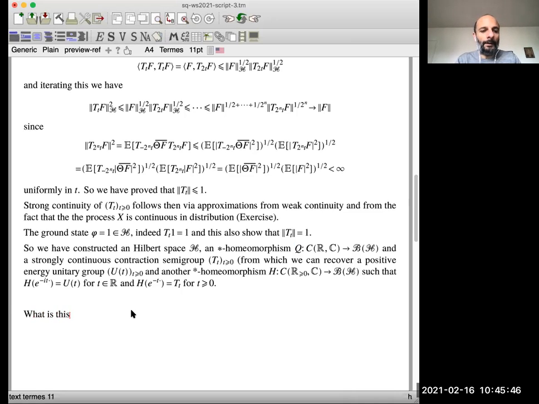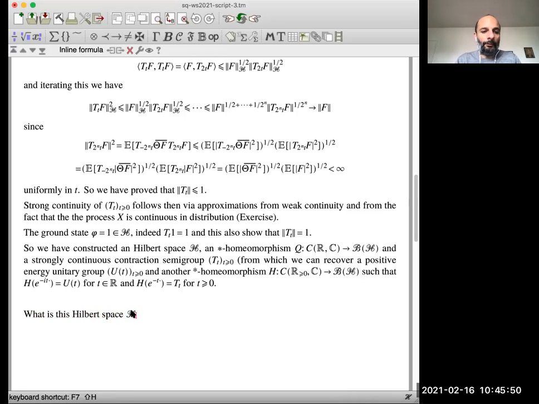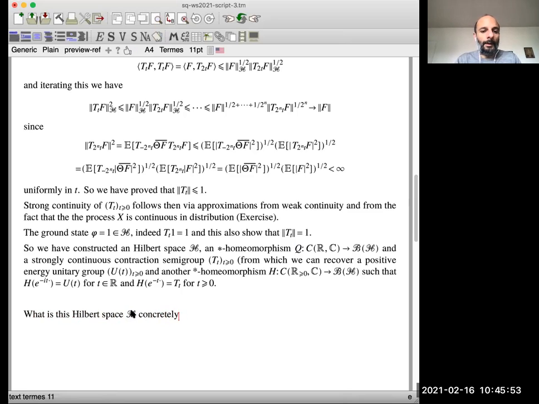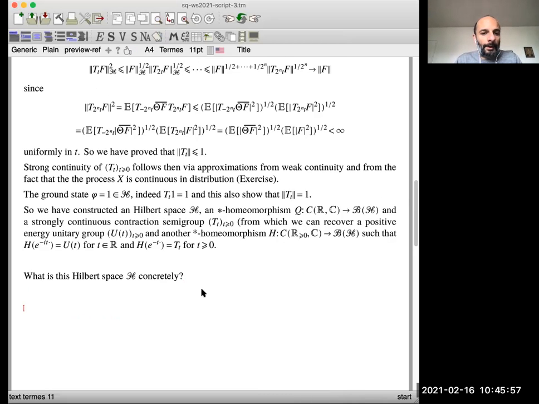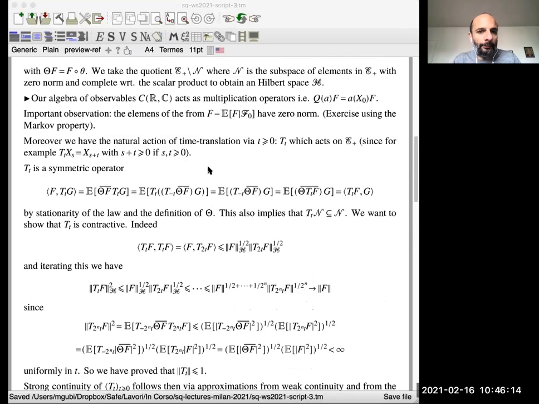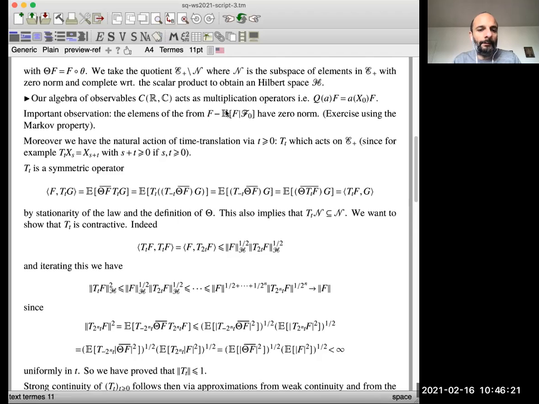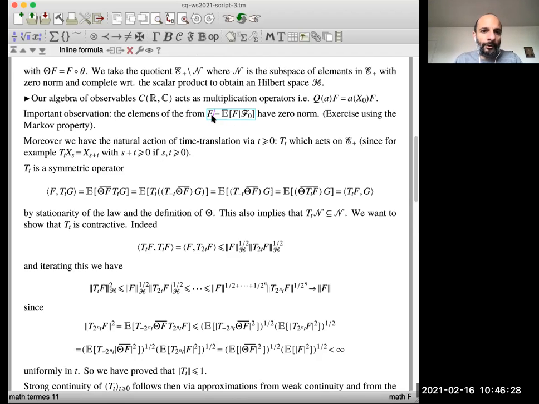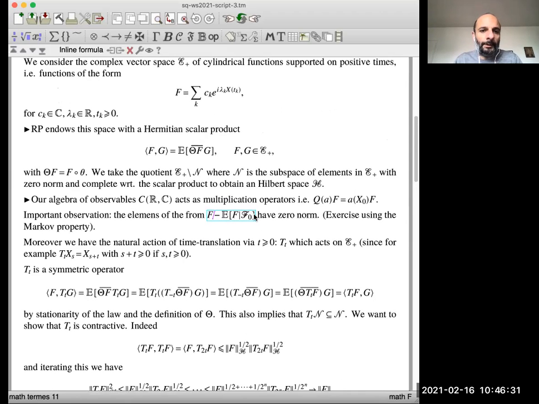So what is this Hilbert space H concretely? This is the next question. I want to pause a moment, maybe up to the end of the hour, to discuss how I can represent it easily. Because I told you we mod out the zero-norm vectors, which seems strange, like modding out a lot of things. Any vector of the form F minus its conditional expectation has zero norm. So you can replace any function of this form with its conditional expectation, which in particular depends only on what happens at time zero.